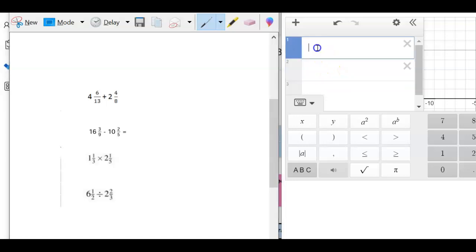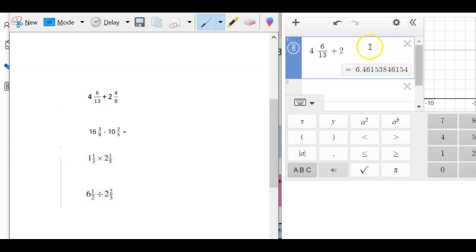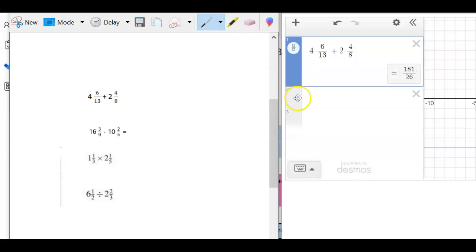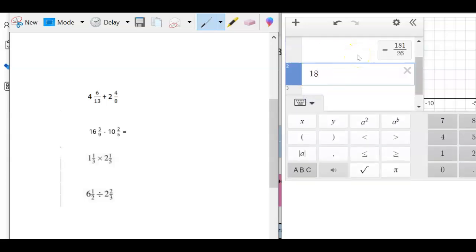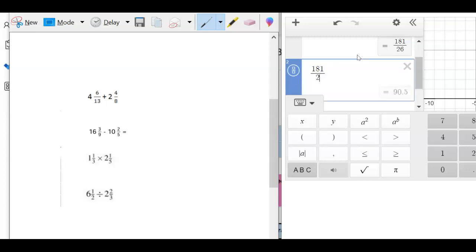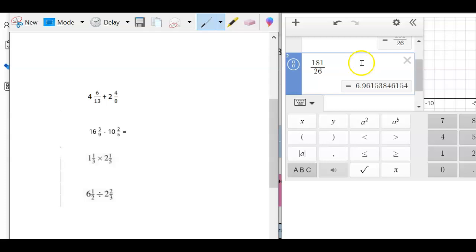All right, so we're going to put in here 4, space, 6 over 13. Just make sure you space, plus 2, space, 4 over 8. Now let's see if that's the decimal. Let's see if it'll change it to a fraction. There it is, 181 over 26. It's like, whoa. So then you could change that to a mixed number. And it goes 6 times.